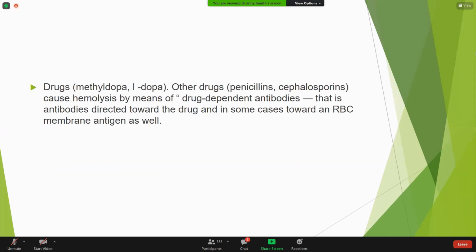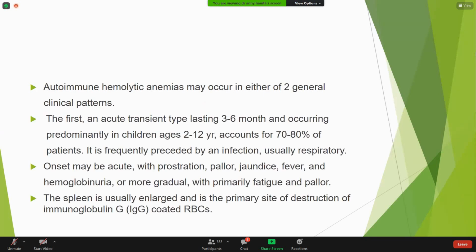Then there are certain drugs as well, like methyldopa, L-dopa, and other drugs like penicillin and cephalosporins, which cause hemolysis by means of drug-dependent antibodies. That is, antibodies are directed toward the drug, and in some cases toward an RBC membrane antigen. So the antibodies that are formed against a specific drug component will cross-react with the RBC membrane antigens and result in hemolysis. Now, the autoimmune hemolytic anemias may occur in either of two general clinical patterns.